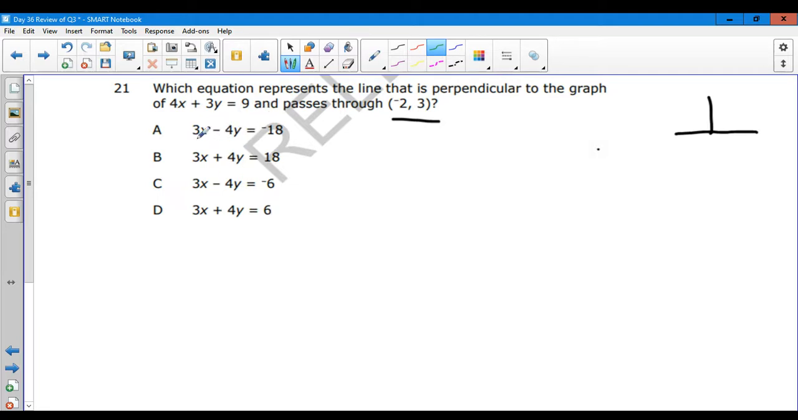Now, this is 3x minus 4y, and this is 3x minus 4y. Choice B and D is 3x plus 4y and 3x plus 4y. So I'm not going to have to do all four of them. I'll show you what I mean.